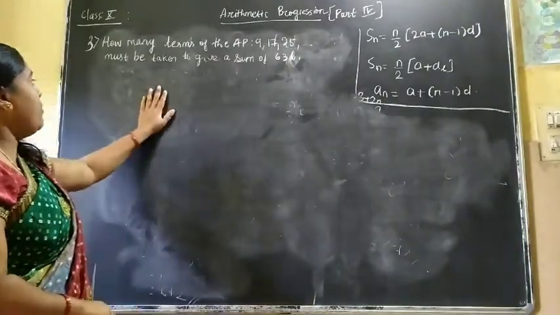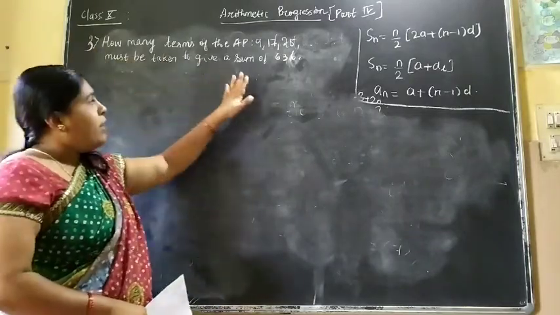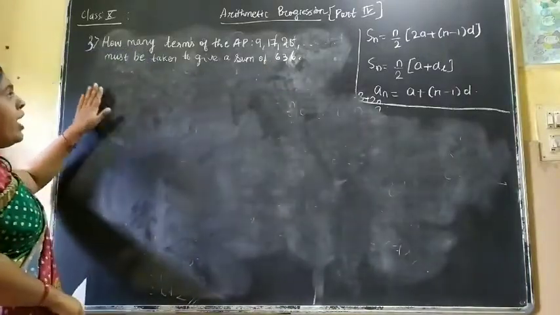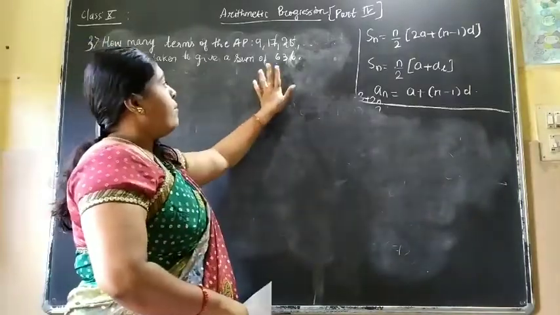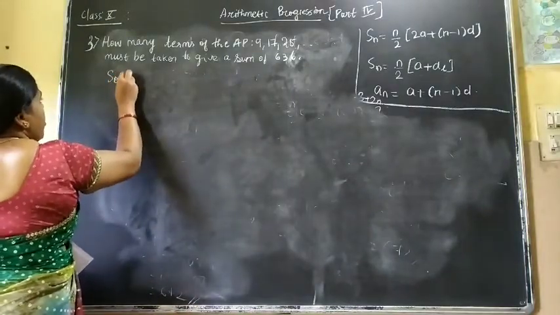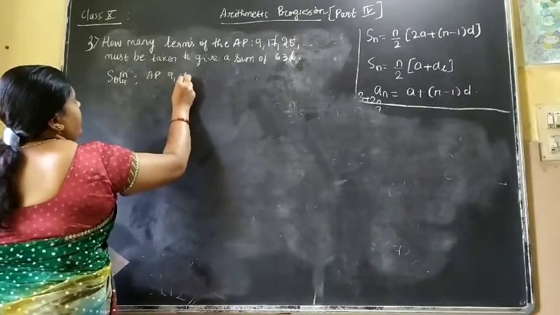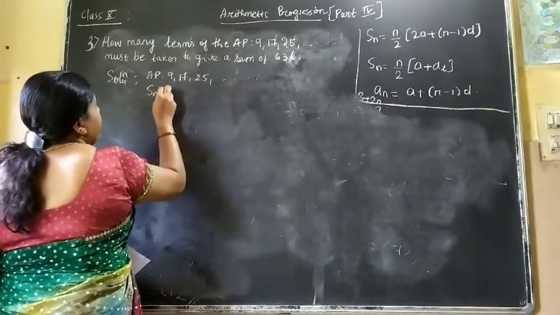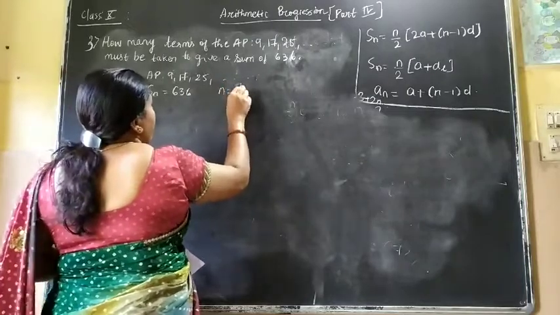Let us solve the next problem here. What is the problem? Let us see. How many terms of the AP? They have given us an arithmetic progression, and they have told us to find how many terms there are in the AP such that we get the sum as 636. So the AP is 9, 17, 25, etc., and the sum is 636. Here we need to find the value of n.